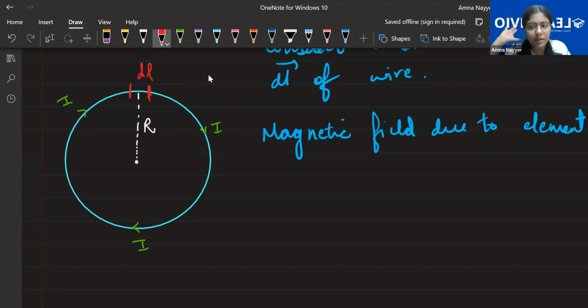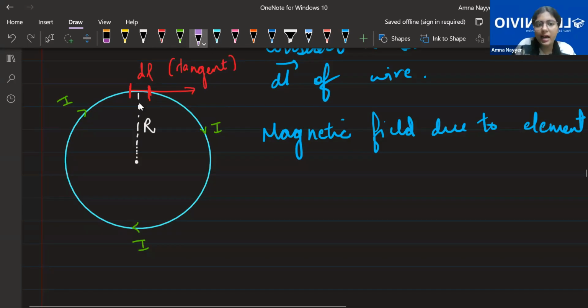For finite wire, straight wires we have done. One rule is that this dl will always be tangential. The direction of the current element will be taken tangential, because it's a very small part. When dl was taken for a straight wire, whatever was the direction of current was taken. Now the direction of dl will always be tangential. You keep that in mind because most of the numericals will also be solved through this. Now the angle between dl and R is quite obvious, 90 degree.